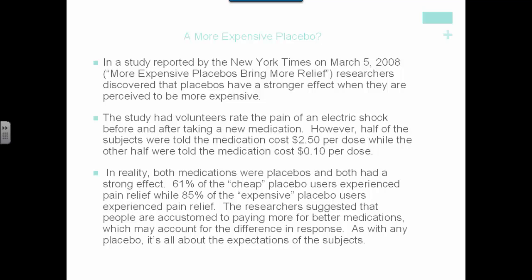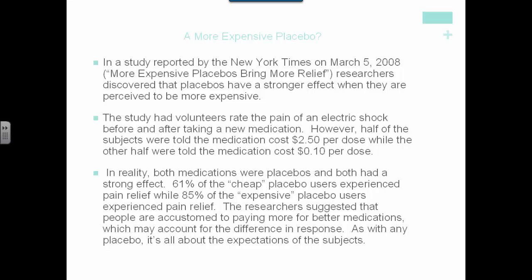Here's just another example. Researchers discovered placebos have a stronger effect when they are perceived to be more expensive. The study had volunteers rate the pain of an electric shock before and after taking a new medication. However, half the subjects were told the medication cost $2.50 per dose, while the other half were told the medication cost 10 cents per dose.